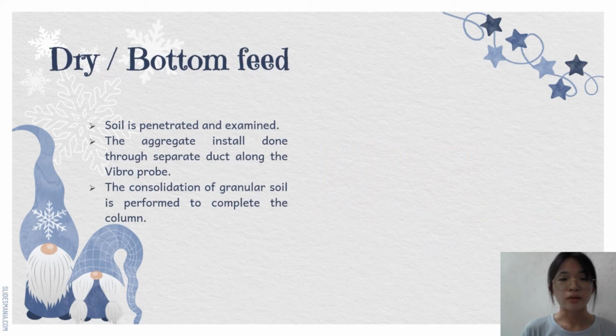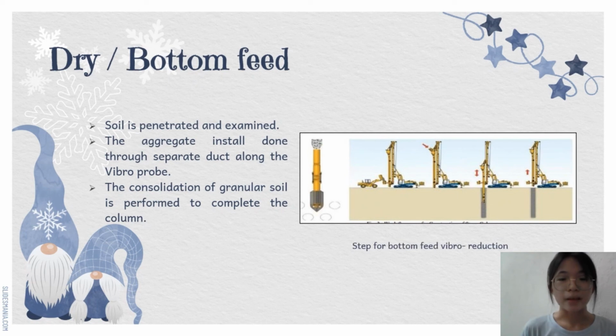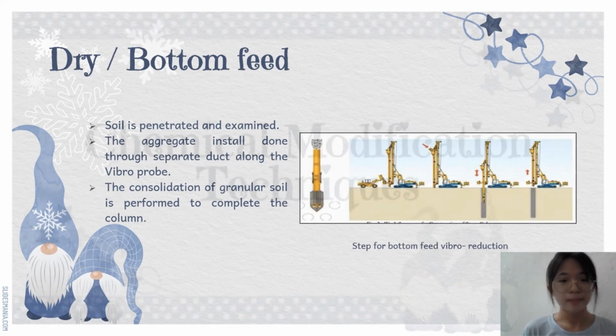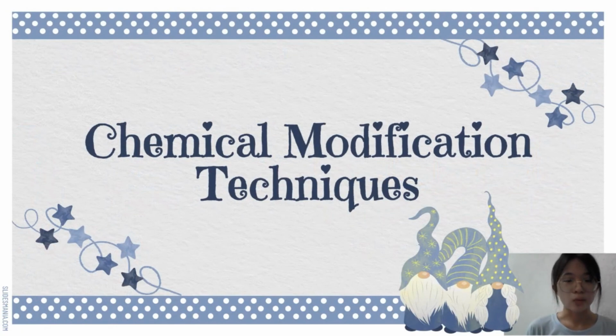In the dry feed, or bottom feed, the soil is penetrated and examined. The aggregate is installed through a separate duct along the vibro probe. The consolidation of granular soil is performed to complete the column. And this is the picture of the steps for bottom feed vibro replacement. And next, we will continue with the chemical modification techniques.